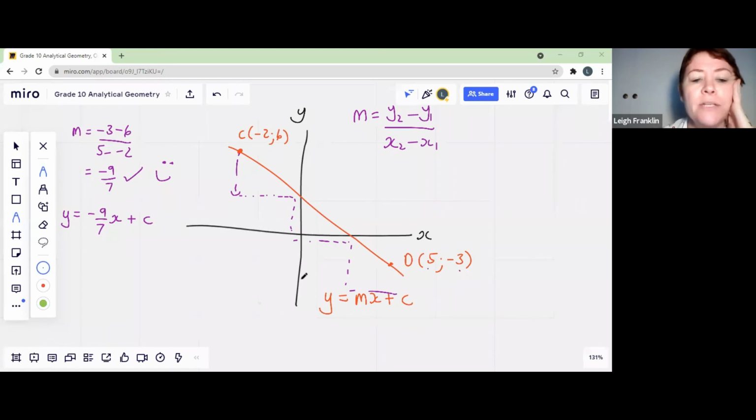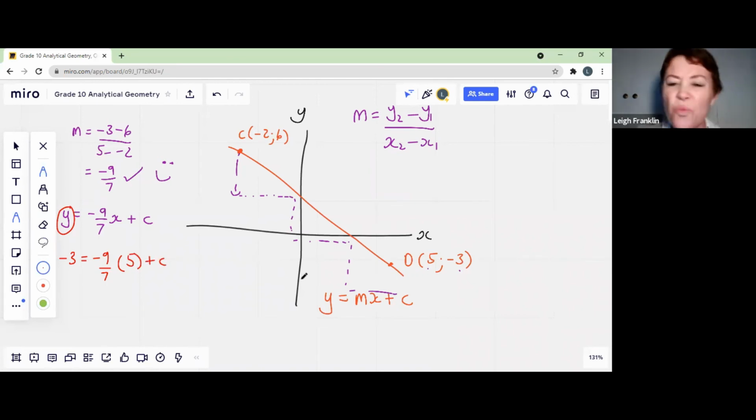So Nosisa, in place of y, what must we write? So in place of this y over here, what are we going to write? Good, -3, lovely. Minus 9 over 7. And in place of the x, what are we going to write, Nosisa? Good. You see, you do understand. Well done. Plus c. We're just working with fractions that are a little bit ugly, but that's okay. We've got a calculator to help us.